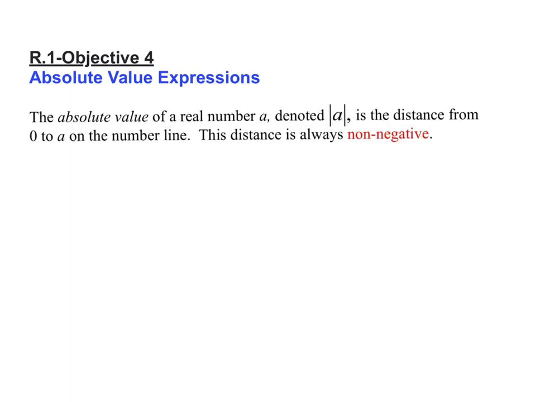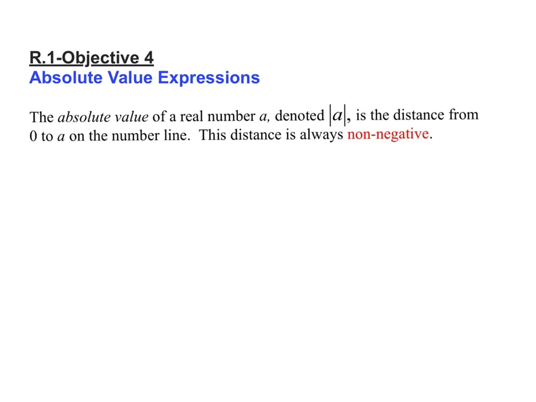Let's first talk about what absolute value expressions are, what absolute value is. So this first part is just a definition of what absolute value is. The absolute value of a real number A is the distance from 0 on a number line. So that's what the absolute value is all about and what it signifies. It's if you could take that number and put it on a number line, how many units away it would be. It's always non-negative, right? Because you can't ever measure a distance and get a negative distance.